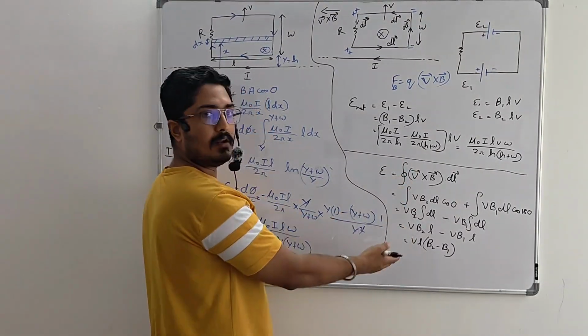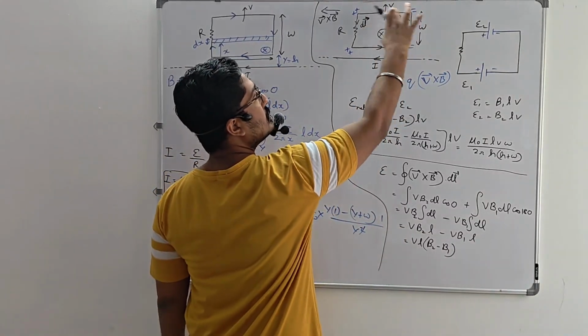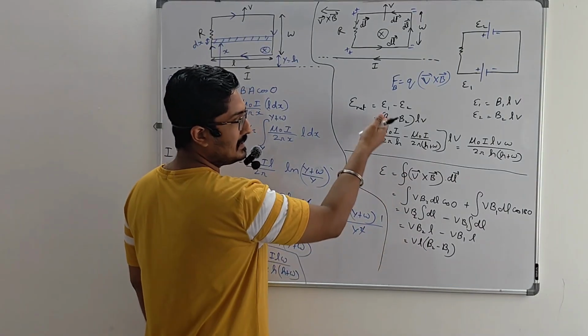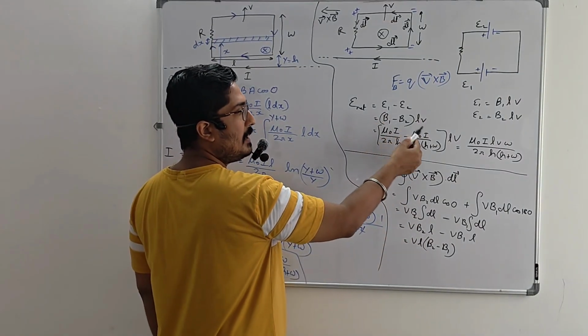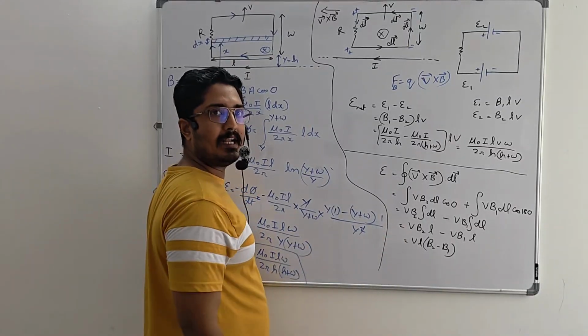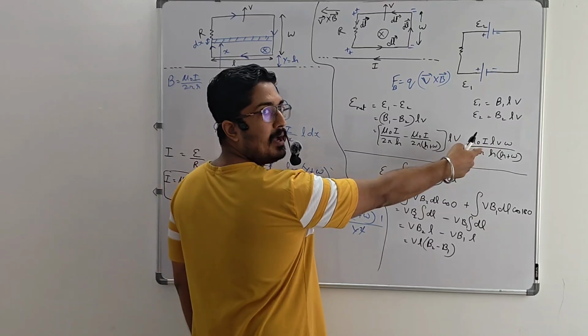By using this vector now, you are able to understand, I believe, properly why for these two sections there is no EMF and only for these two sections we calculate. You can see we are getting the same answer. Here it is B1 minus B2, here it is B2 minus B1. But I told you, we don't care about that negative sign. Anyway, we are only interested in the magnitude. You will get the same magnitude.